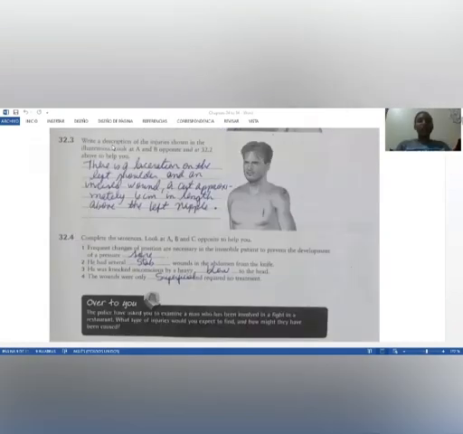Write a description of the injuries shown in the illustration. Look at A and B opposite and at the illustration above to help you. There is a laceration of the left shoulder and an incised wound, a cut approximately 6 centimeters in length, above the left nipple.